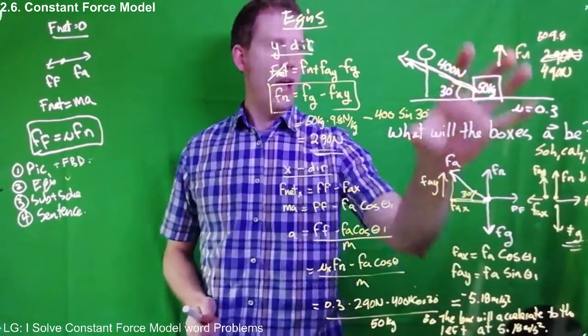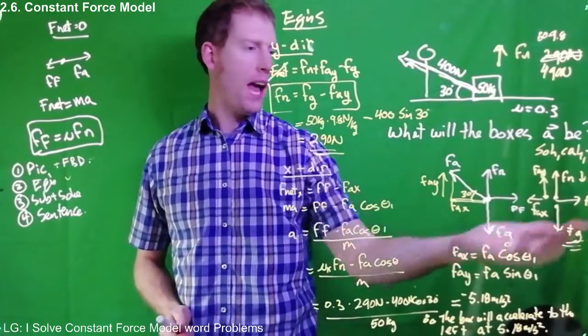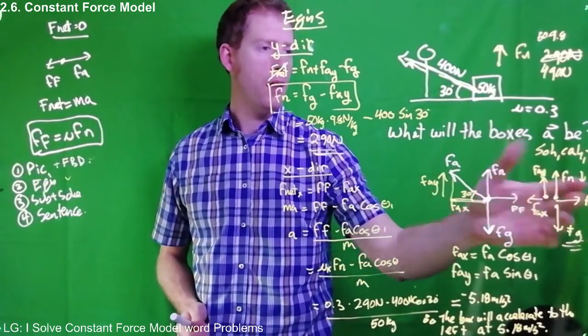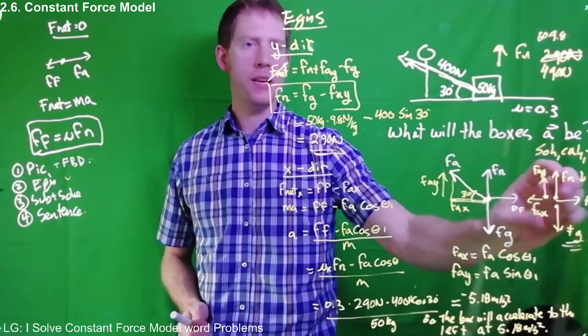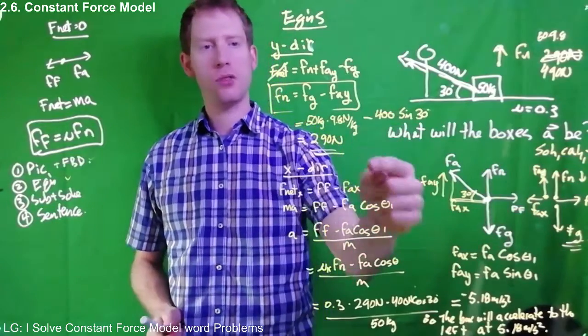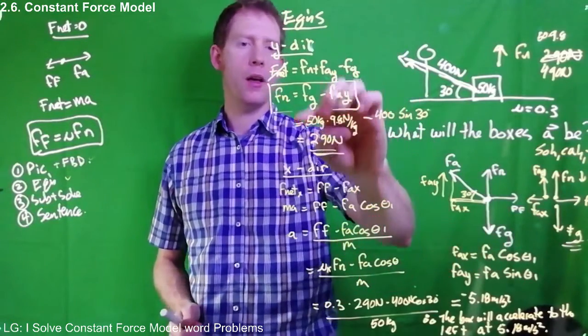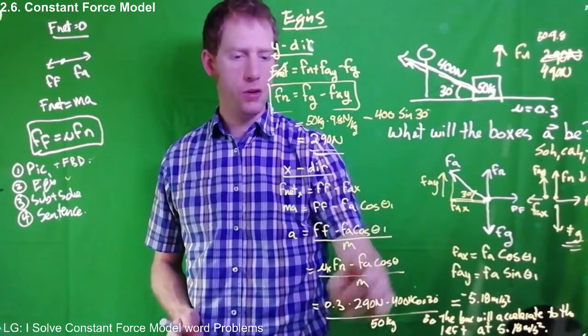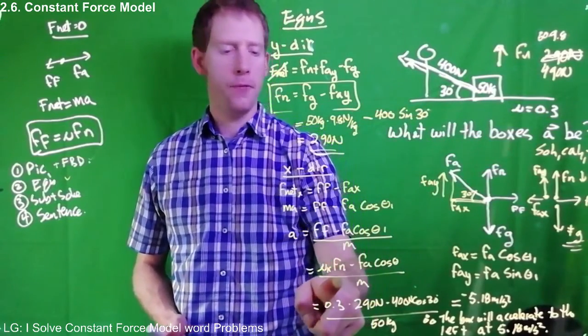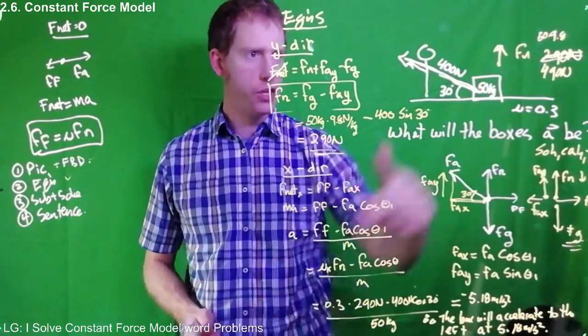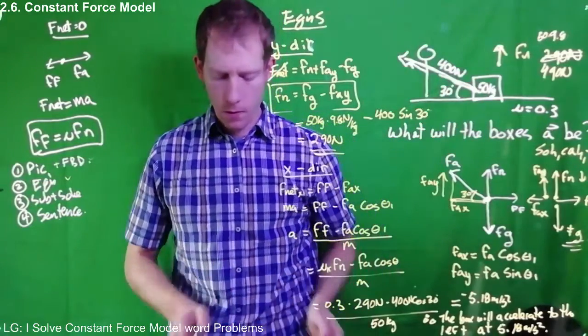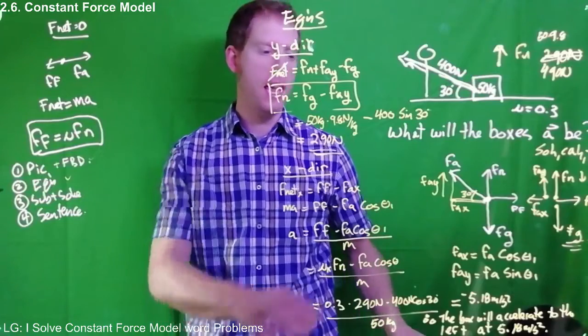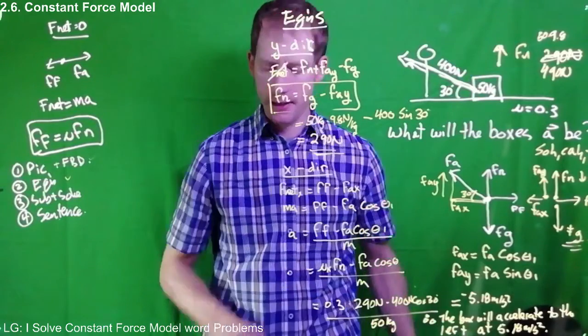That you have a diagram, you have an FBD, free body diagram. From your FBD, you determine your two equations, x and y direction. In this case, we want to look at the y direction to determine your new normal force, because it's used in the friction, because you can have less friction. So that is it. You also have to put a sentence at the end.